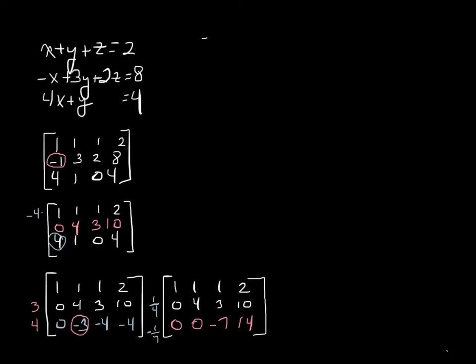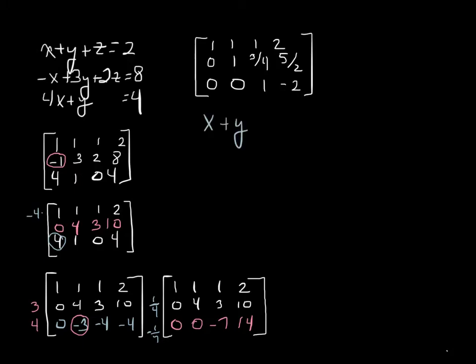So I'm going to go back to the top here. I've got 1, 1, 1, 2, 0. This will be 1. This will be 3/4, and then 10/4, which is 5 halves. Last row, 0, 0, 1, and then -2. Okay, now let's write our equation. So this is x plus y plus z equals 2. Y plus 3/4 z equals 5 halves. And then z equals -2.